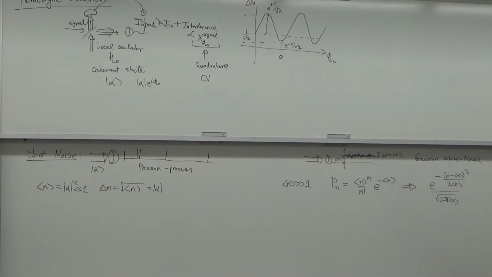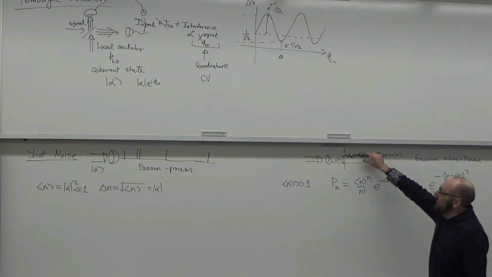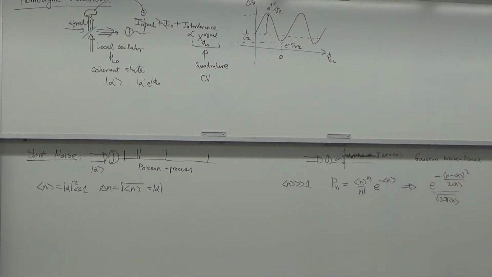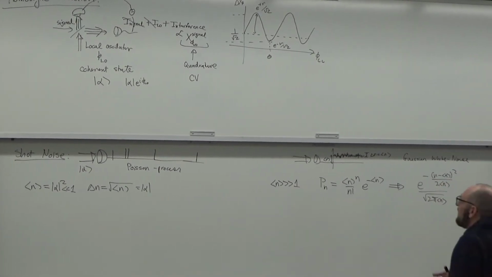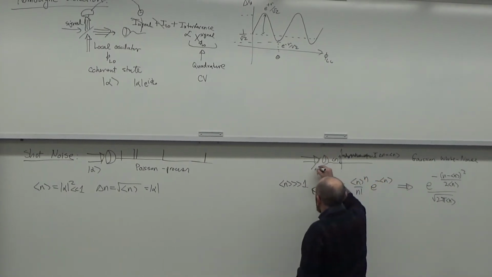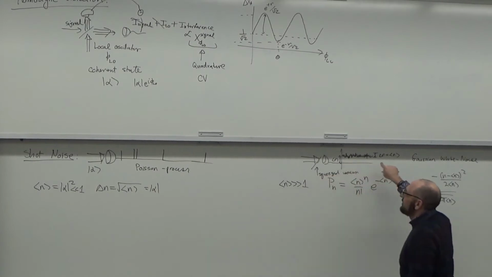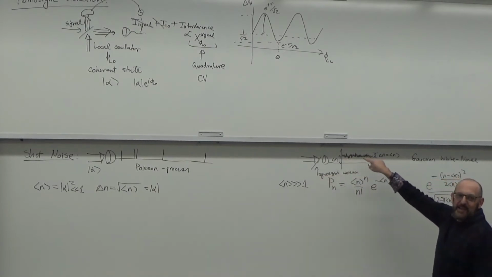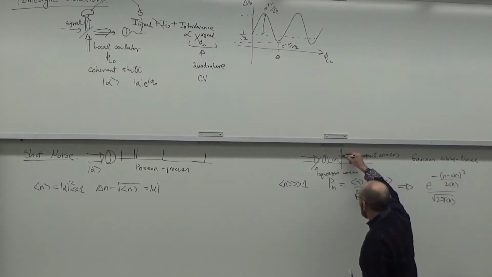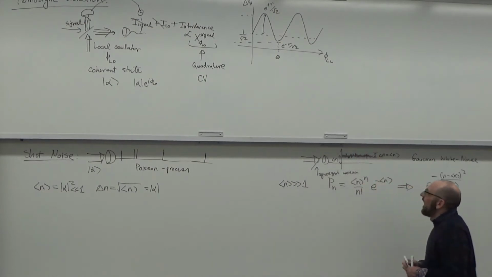And the idea, of course, is if I have squeezing, I can reduce that shot noise. Right? So if I were to take this local oscillator and inject into this port squeezed vacuum, what that would do is it would reduce the noise that I would see, if it was at the right phase.